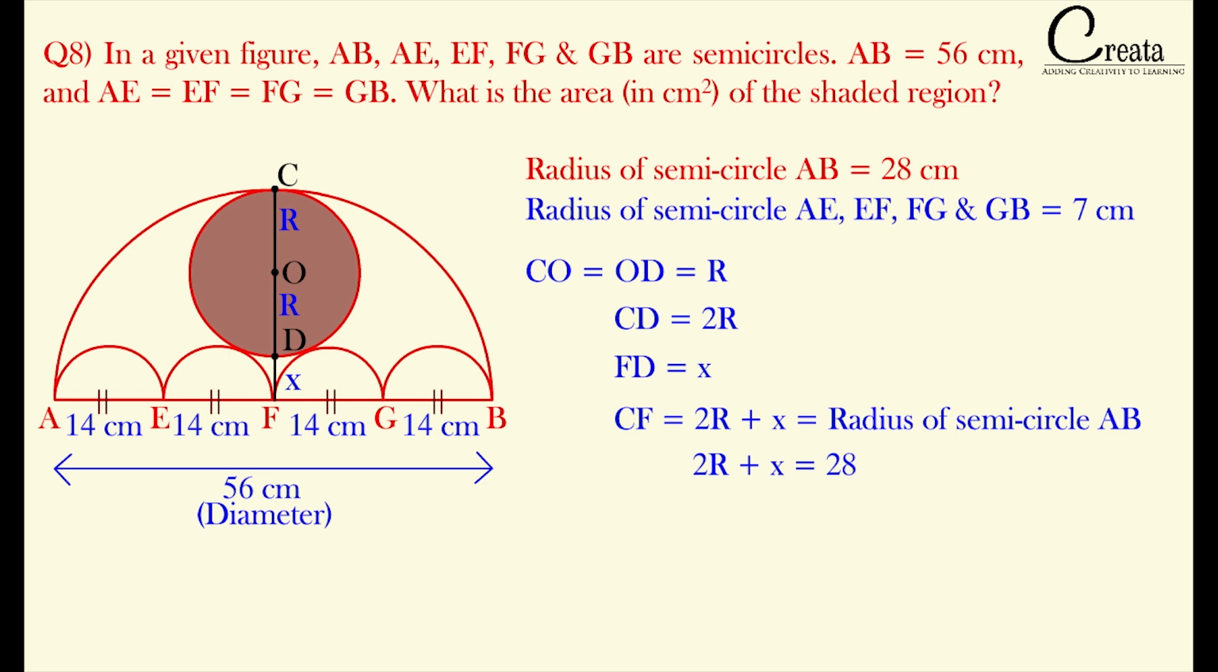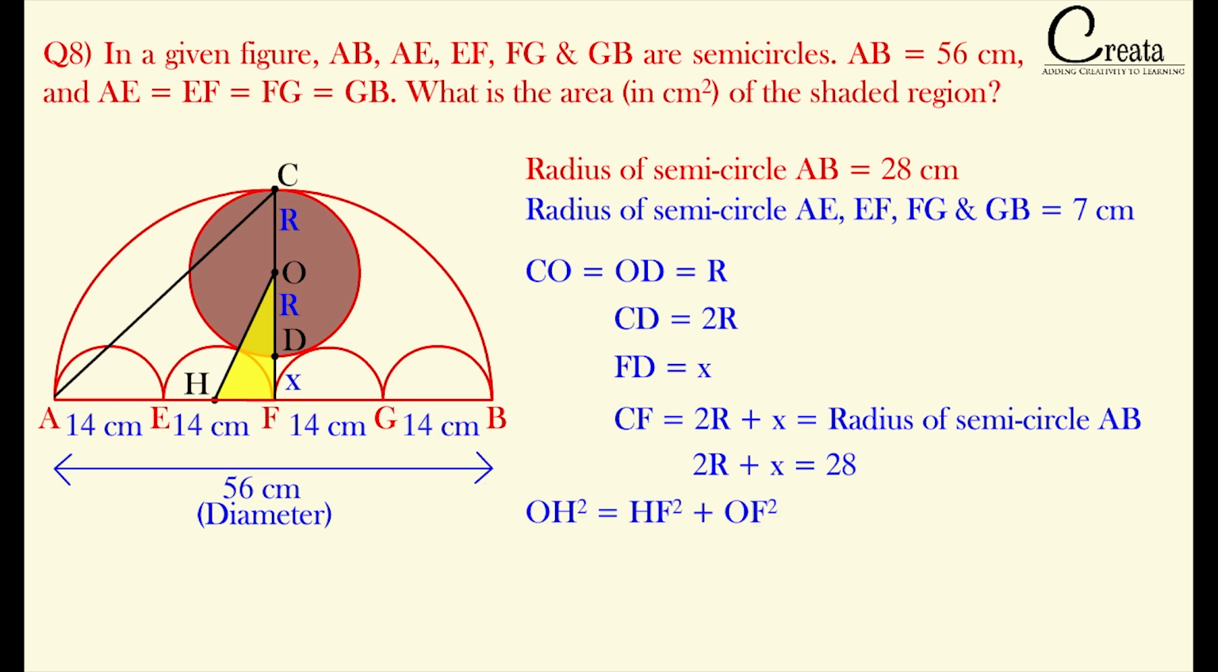Moving further, let's join point A to point C. We got the line segment AC. Moving further, let's assume the center point of the semicircle EF as point H. H is the center of the semicircle EF. Let's join point O to point H. We got the line segment OH. Are you able to observe? We got a right angle triangle OHF. Okay, this is a right angle triangle. So can we apply the Pythagoras in this triangle?